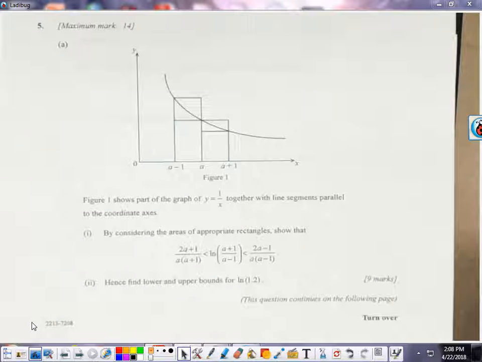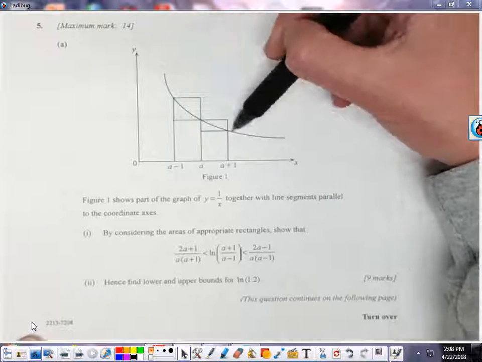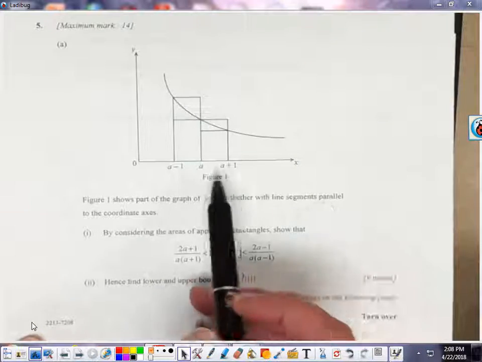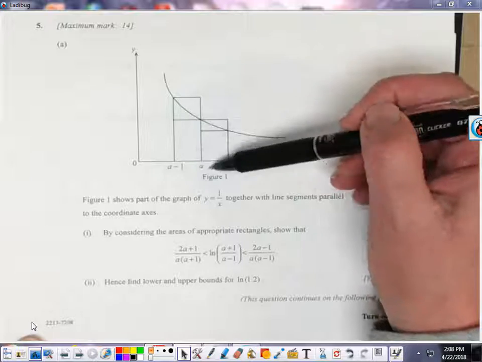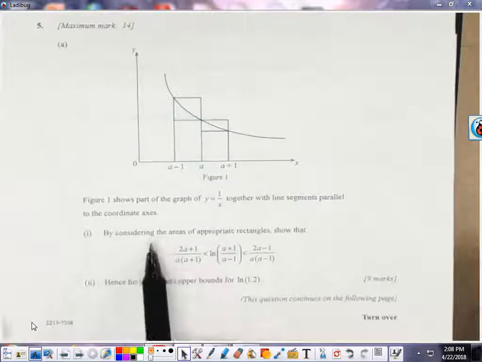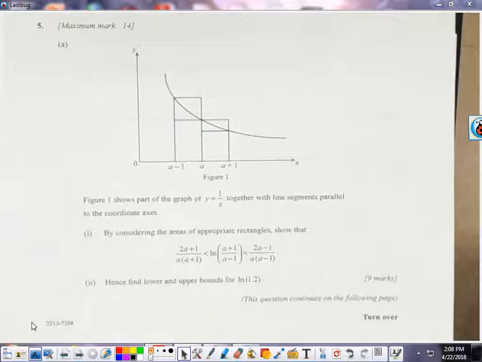This problem is basically investigating if we understand the concept of integration with estimation of rectangles. And so when you look, it says figure 1 shows part of the graph of y equals 1 over x. Okay, so this curve here is 1 over x, together with line segments parallel to the coordinate axes. These are parallel to the y-axis, these are parallel to the x-axis. It says by considering the areas of appropriate rectangles, show this.